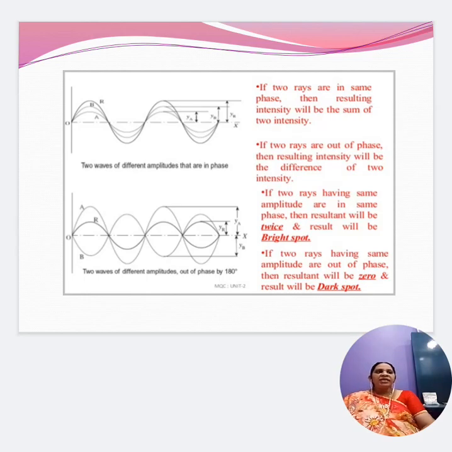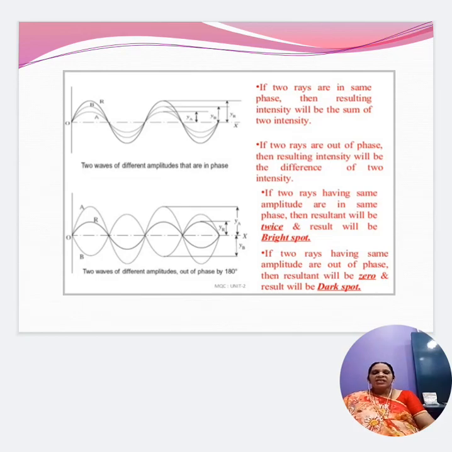So let us take the case of two waves of different amplitudes that are in phase. The figure shows A and B, the two waves having different amplitudes. If the two rays are in the same phase, then the resulting intensity will be the sum of the two intensities. The magnitude of wave A plus the magnitude of wave B will be added together and you get a resultant wave R.